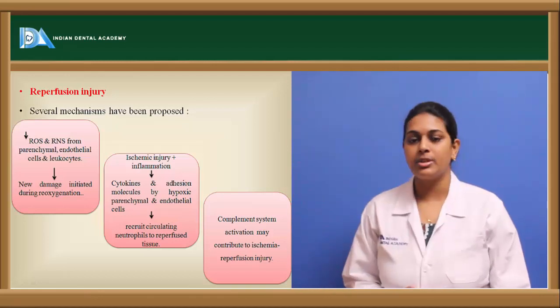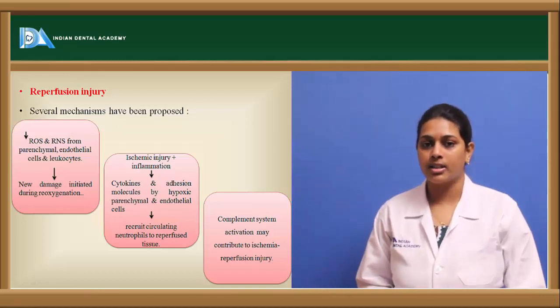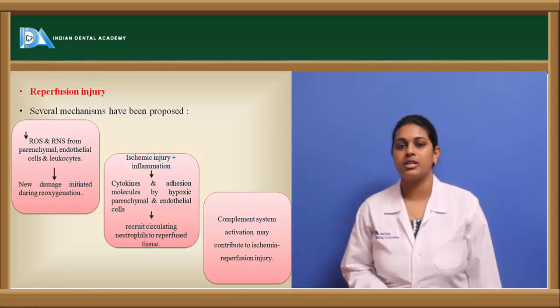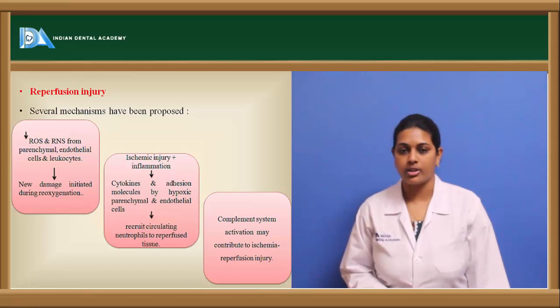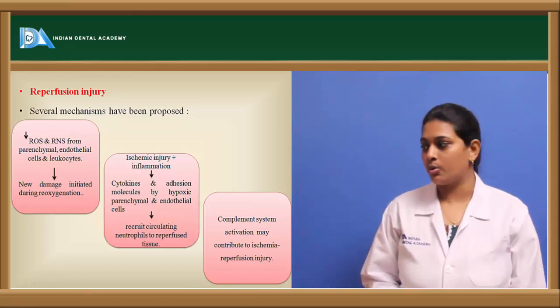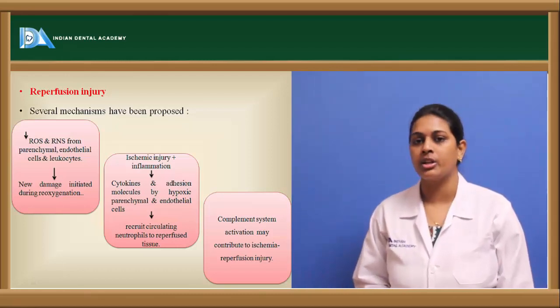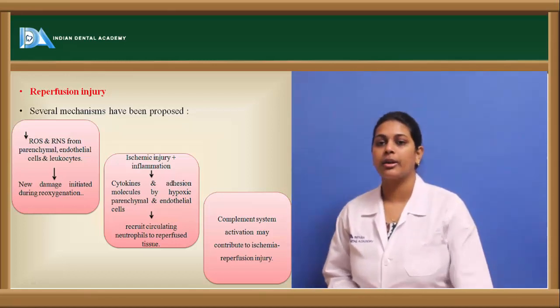The other mechanism is the complement system. As already explained, the complement system is a biological system which helps in phagocytosis of cellular debris or unwanted waste. This complement system activation may also contribute to the ischemia reperfusion injury.